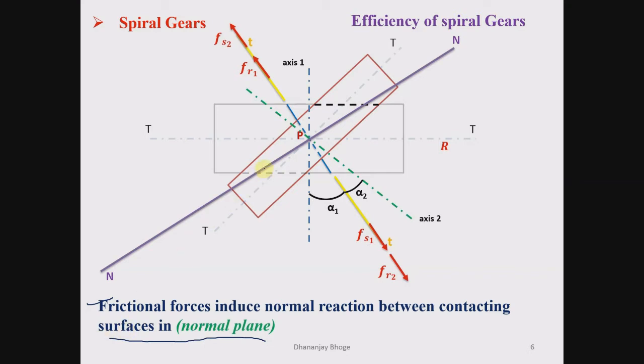So draw the common normal at the point of contact N. This is normal to the common tangent TT. Now these frictional forces Fr1 and Fr2 will produce the normal reaction, and that normal reaction will act along this normal plane NN. So we need the normal plane NN to show the normal reaction between the contacting surfaces. So draw the common normal at the point of contact, perpendicular to the common tangent TT.